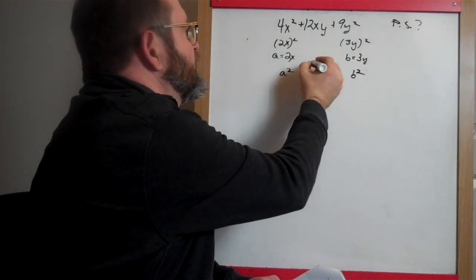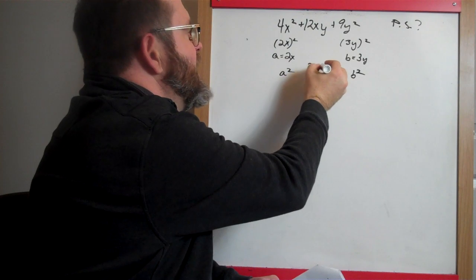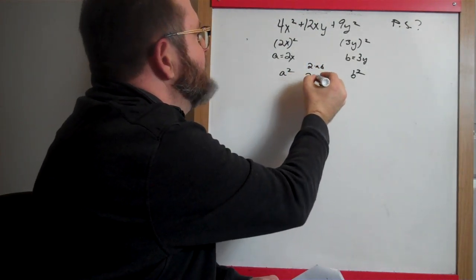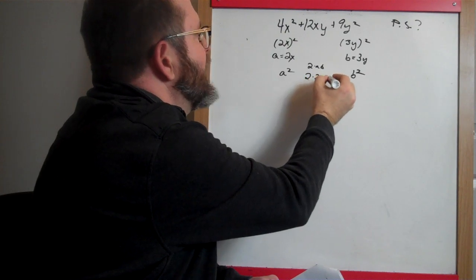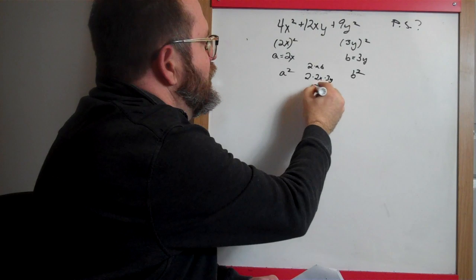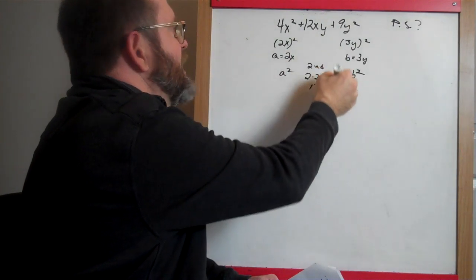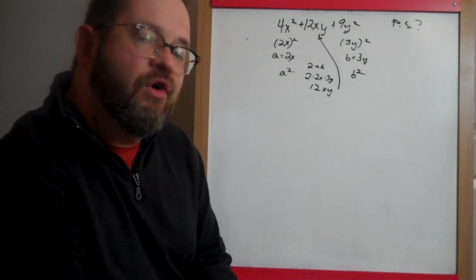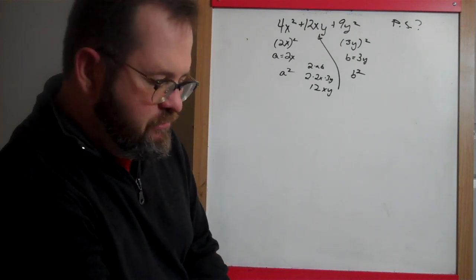Then, is that middle term 2ab? Well, let's see. That would be 2 times 2x times 3y. Let's see, that'd be 4, that'd be 12xy. And that is what we have. So, we're good. We have passed all 3 of the tests at the top of page 3.